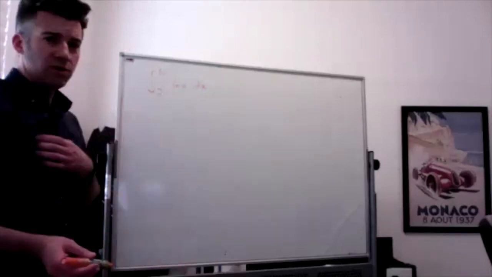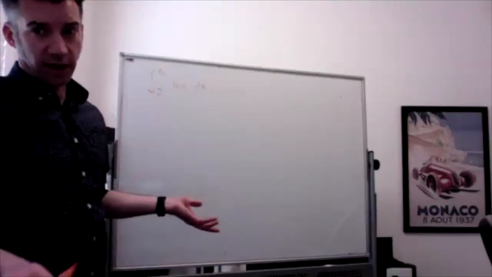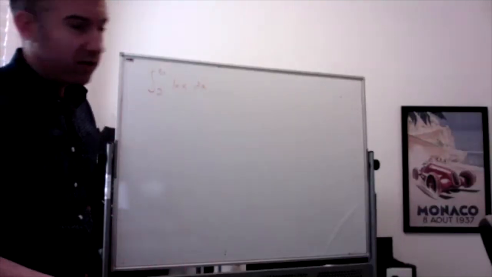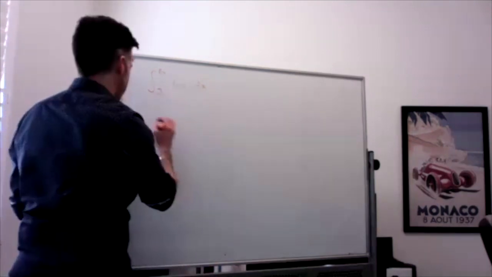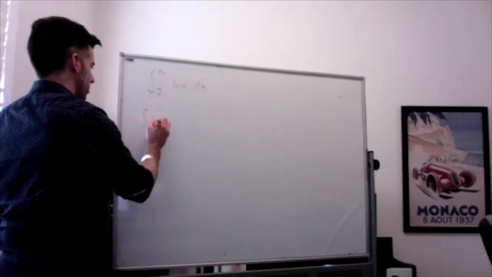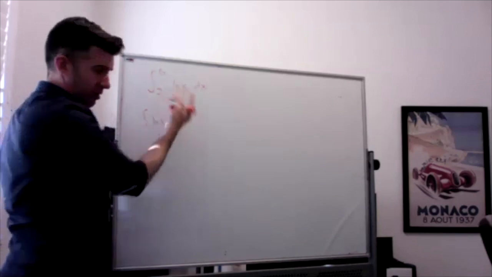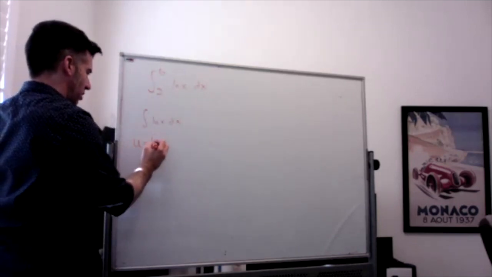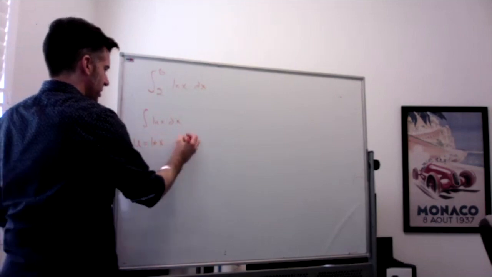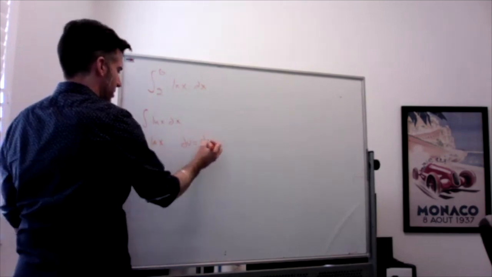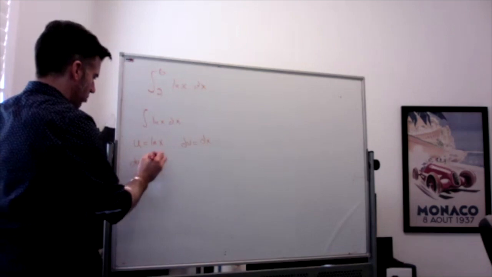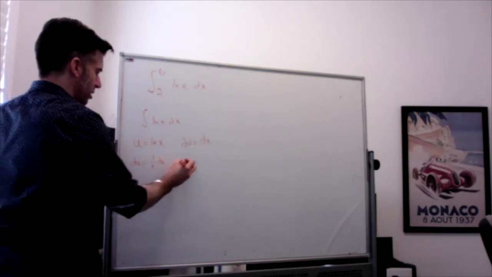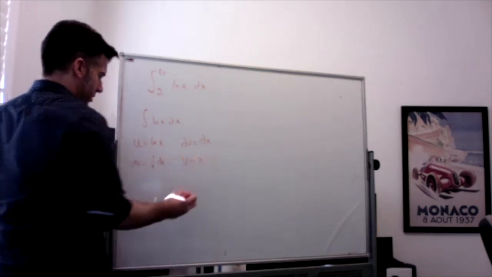So I'm going to do the integral from 2 to 6 of natural log of x dx, just the regular way where we actually find the antiderivative. For the integral of natural log of x, which I would do without the limits of integration, we have to do an integration by parts where u is the natural log of x, dv is dx, du is 1 over x dx, and v is equal to x.